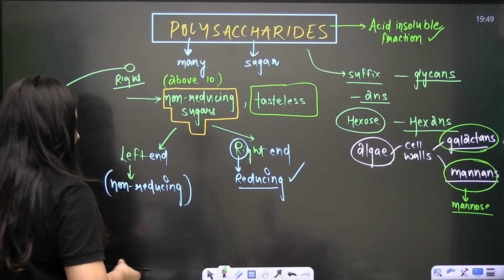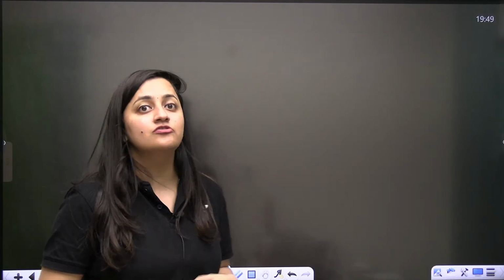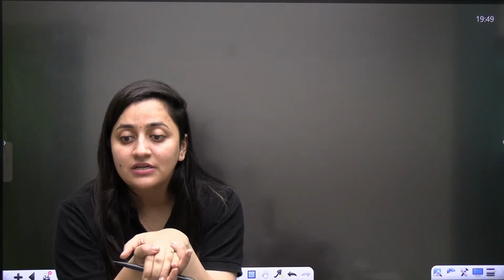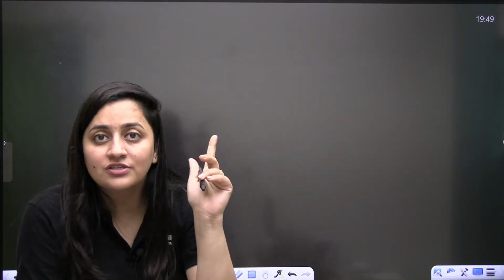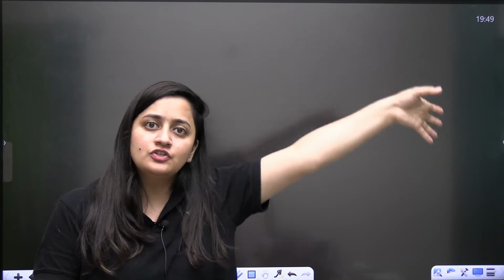There are some storage polysaccharides, there are some structural, like if I talk about the structure, the cell wall, the part of structure, cellulose is there. That cellulose is also a polysaccharide, right? So it is playing the role in structure. Chitin makes the exoskeleton of the insect. Chitin is present in the fungal cell wall, structural.